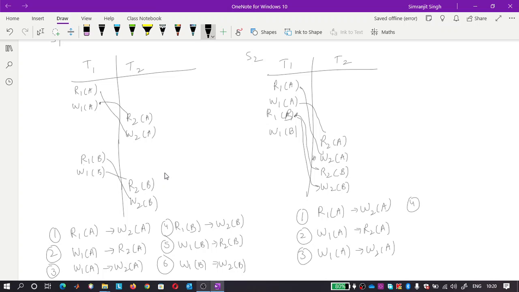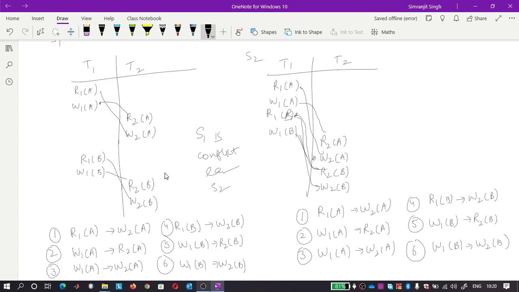So the fourth conflict will be read 1B, then write 2B. Similarly, write 1B, write 1B, read 2A, read 2B, and then there is a write conflict. Okay, so check here, the order is the same, everything is the same. You can say that S1 is conflict equivalent to S2.